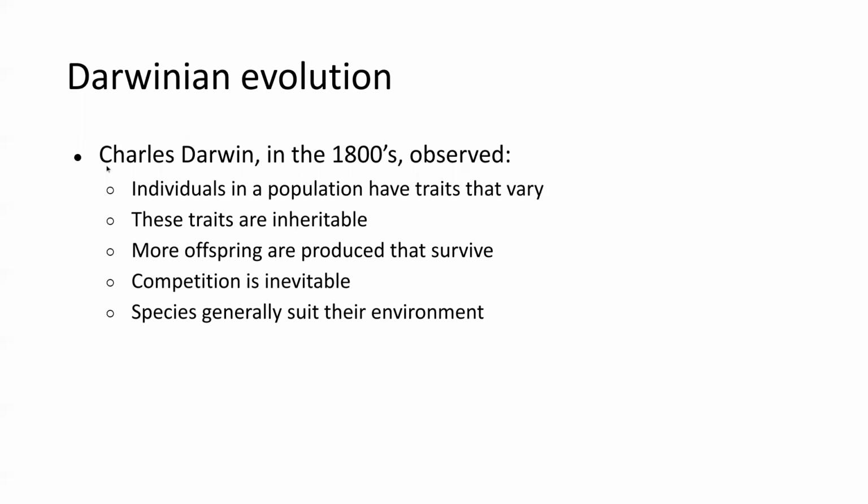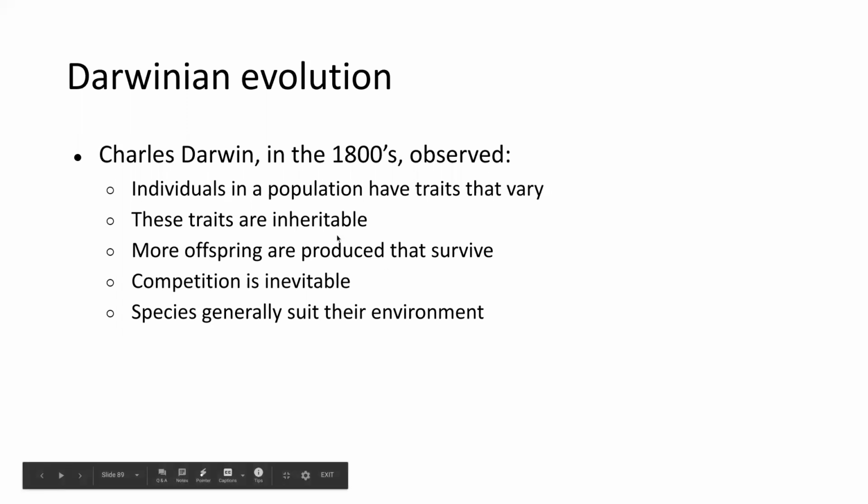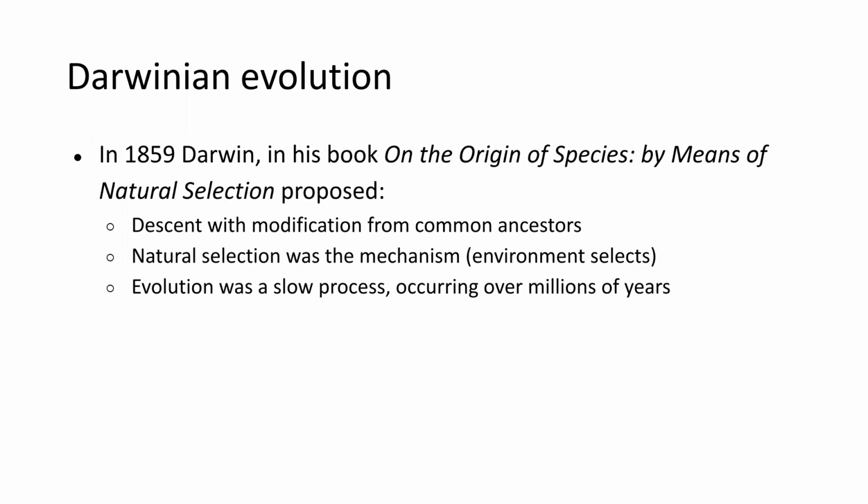So this is what Charles Darwin observed back in the 1850s, and it formed the basis of his theory of evolution. From all these ideas, he proposed three key things. First, this idea of descent with modification from common ancestors. Second, natural selection was the mechanism, i.e. the environment selects for traits. And the final thing he proposed: evolution was slow, occurring over millions of years. So this is what Darwin proposed, these three things.